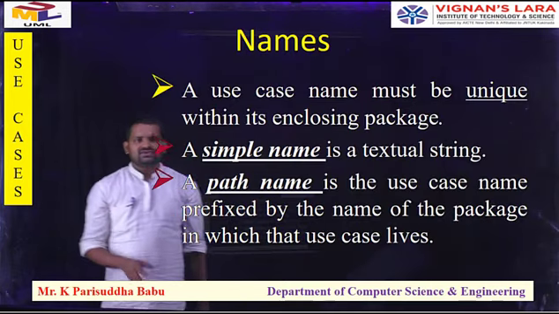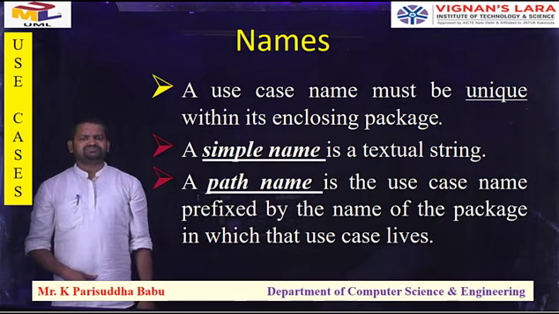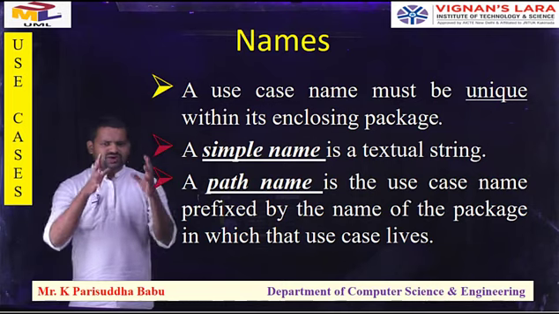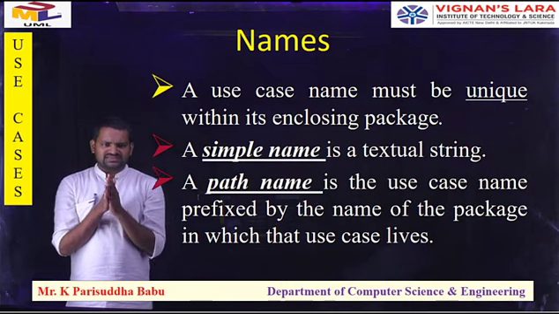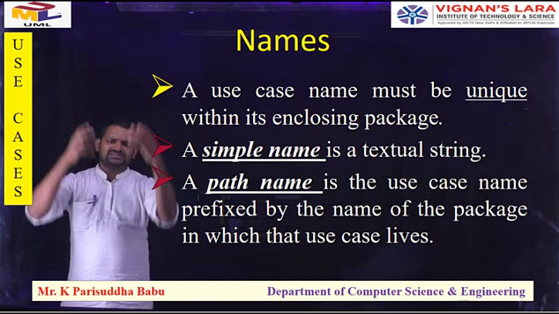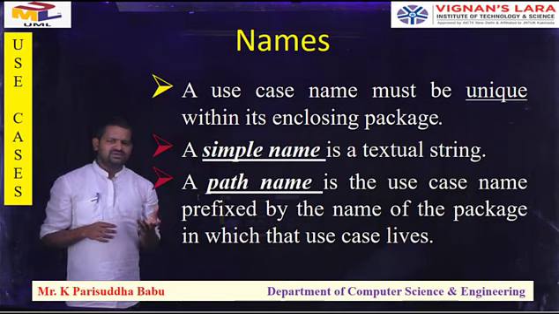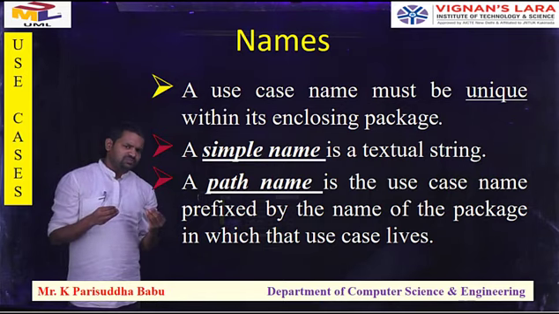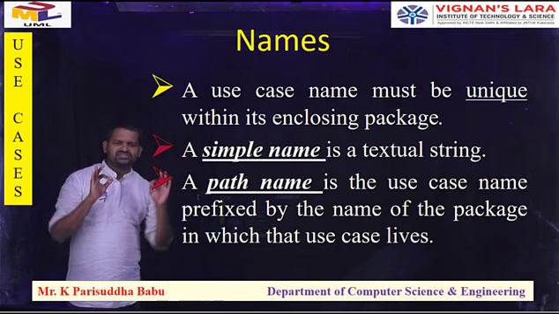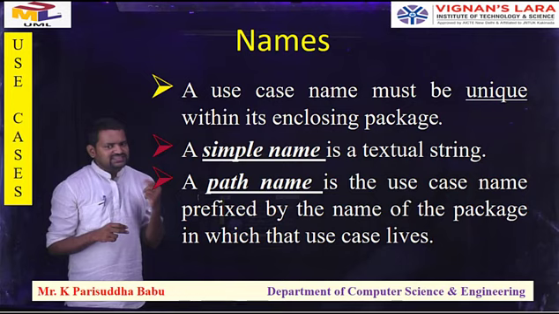In a use case we represent several types of names. What are those names? A use case name must be unique within its enclosing package. That unique name is simply called a simple name. A simple name is a textual string, or a path name. What is a path name?